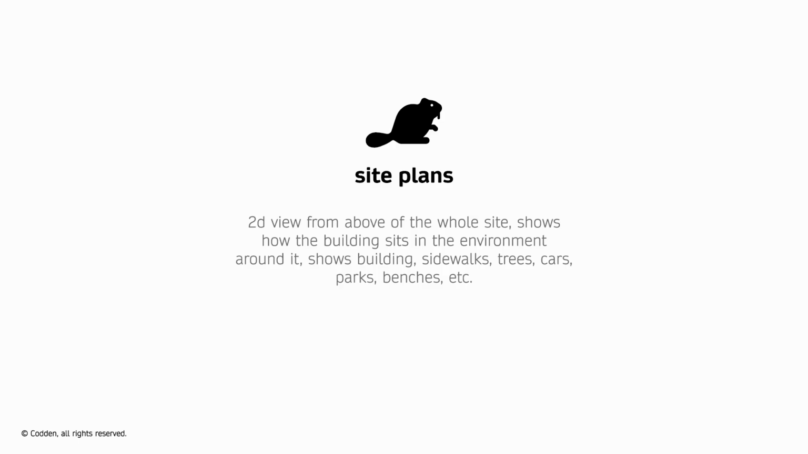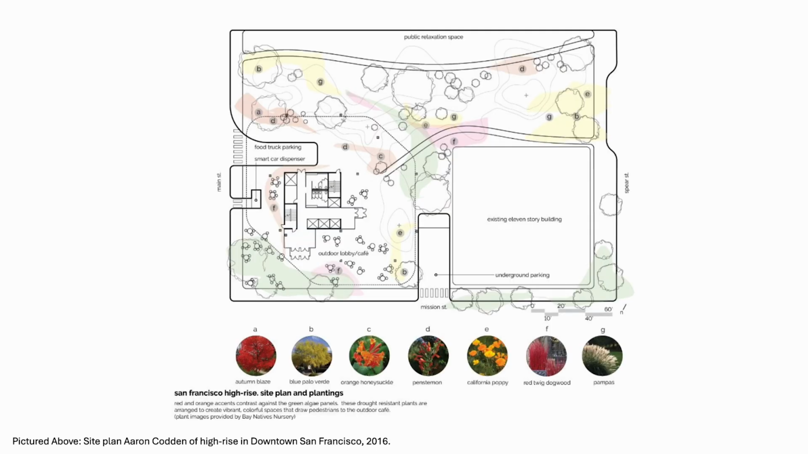So let's dive into our first item, and I have a little beaver here because beavers are just taking a chunk out of things, and that's what I want us to do here. We're just taking a chunk of knowledge, a bite off that apple of knowledge, and really figuring out what these things are. So a site plan is a 2D view from above, and it often shows the whole site, and it can often show things like buildings, sidewalks, trees, cars, parks, benches, plants, really anything.